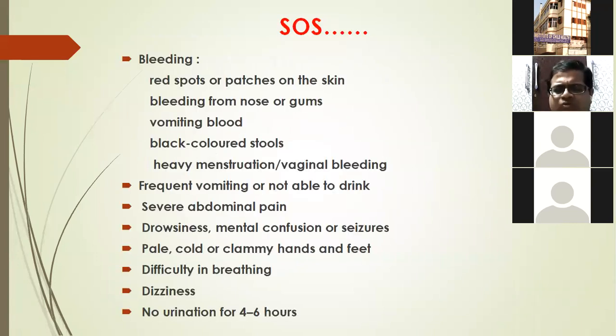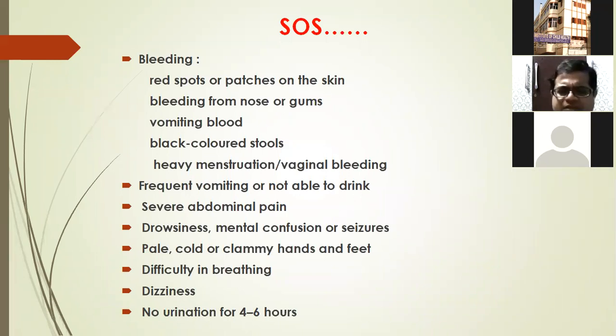So what should be the SOS? You have to tell the parents meticulously about these danger signs or red flag signs, and tell them if any one of these develops, kindly contact the nearby medical facility. So bleeding: red spots or patches on the skin, bleeding from the nose or gum, vomiting blood, meaning hematemesis, or hematuria or hemoptysis, black colored stool, heavy menstruation and vaginal bleeding.